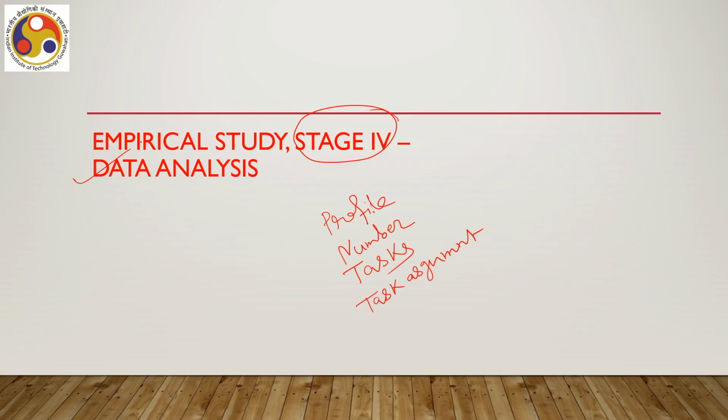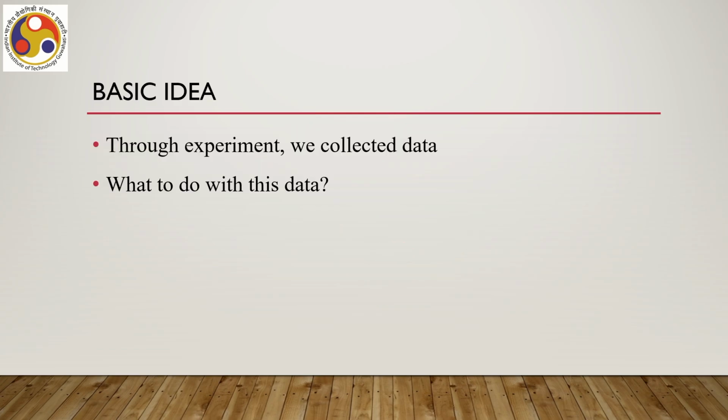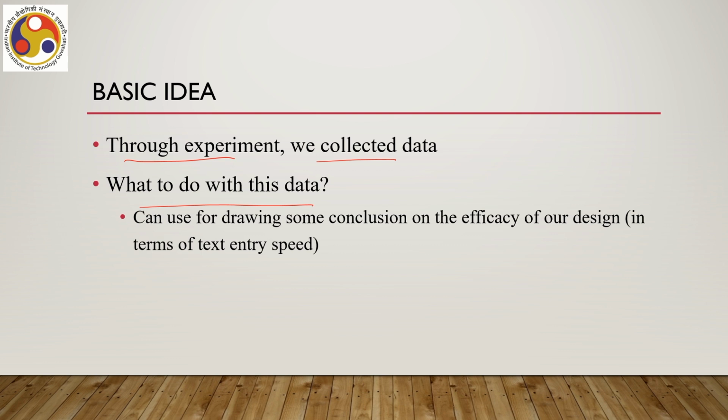So, we have conducted the experiment and collected the empirical data. What next? What to do with the data and how do I analyze that data? So, through the experiment we collected data, then what to do with this data? That is the main purpose of stage 4, data analysis. We can use the data for drawing some conclusion on the efficacy of our design in terms of text entry speed.